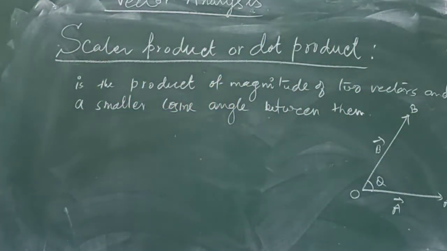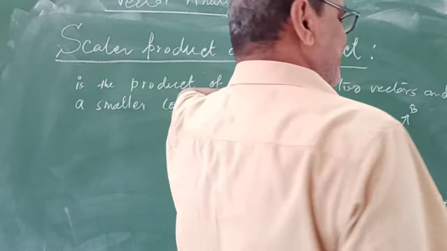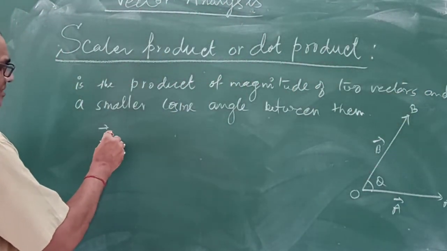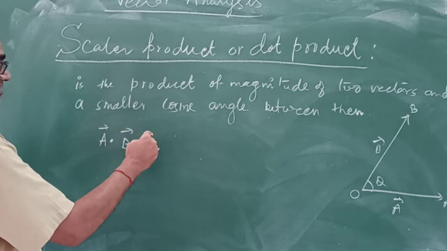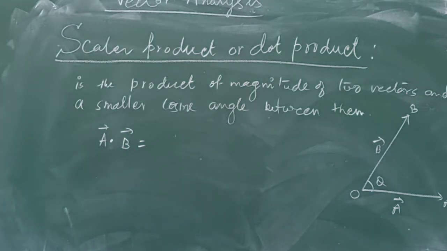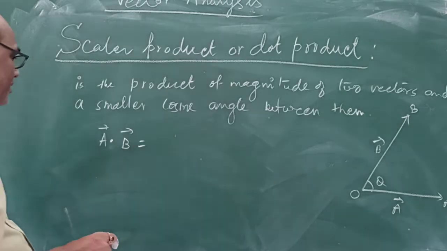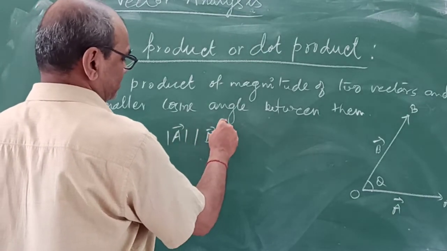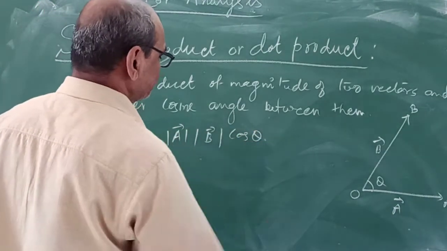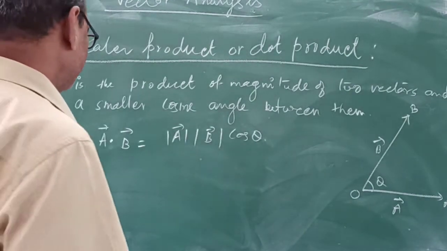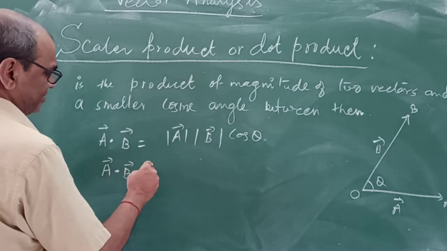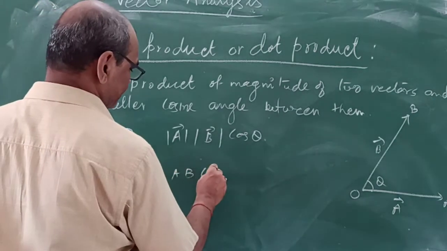Vector A is represented by OA, vector B represented by OB. Therefore, the dot product of two vectors, A dot B, the dot should be clearly visible. Product of the magnitudes of two vectors and the smaller cosine of the angle between them.